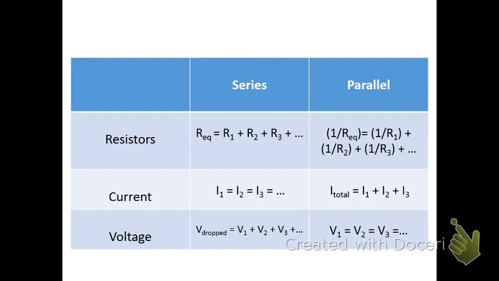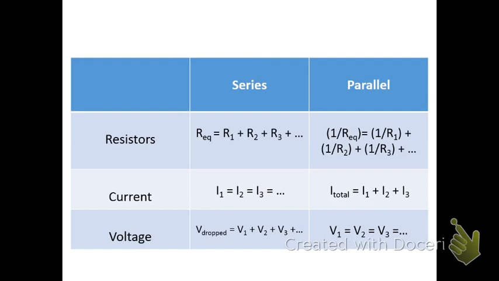Versus parallel, the current is not necessarily the same for these resistors. In fact, at each branch, the current has broken off when it arrived at the junction before the branches. So, the sum of the current of each branch will equal the total current that came into that branch, or that came into that section.